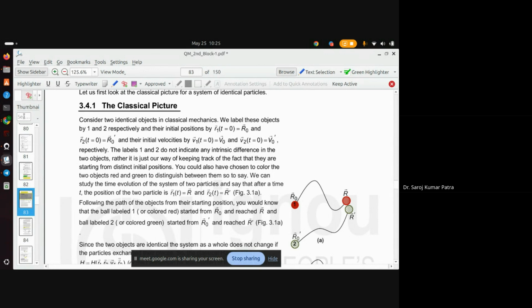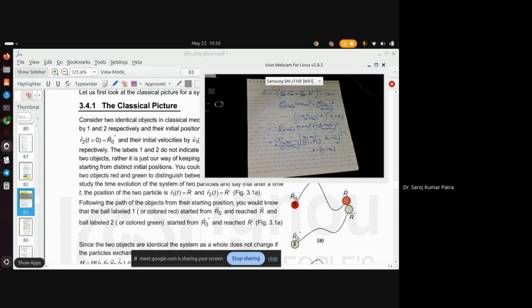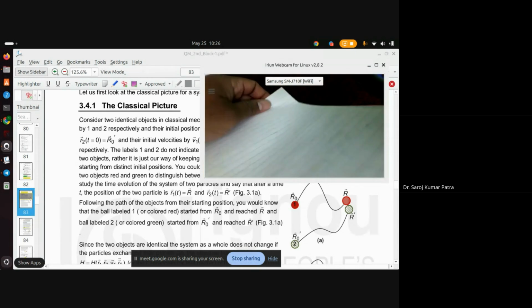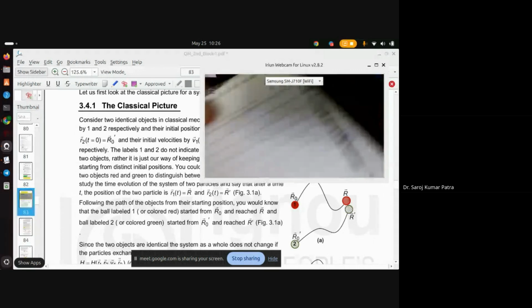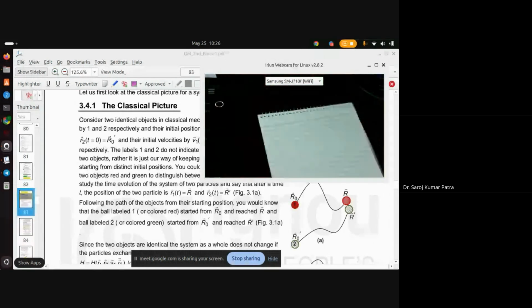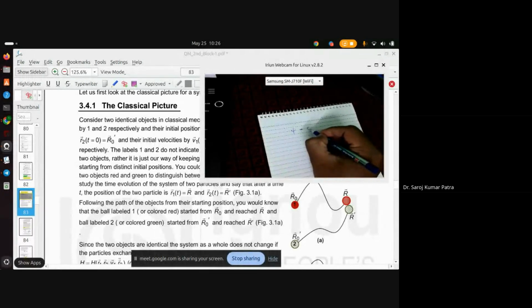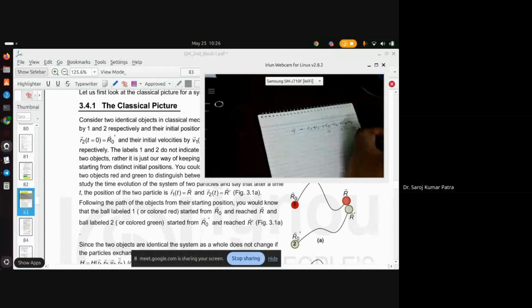मैं लिखता हूँ, लिखने से शायद आप लोगों को पता चलेगा क्या बोल रहा हूँ. So psi will be equal to C1 psi 1 plus C2 psi 2, C3 psi 3 up to Cn psi n, or I can write summation over i from 1 to n C_i psi_i. ये लिखा है ना?